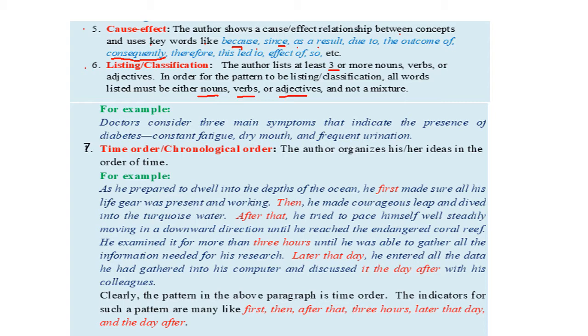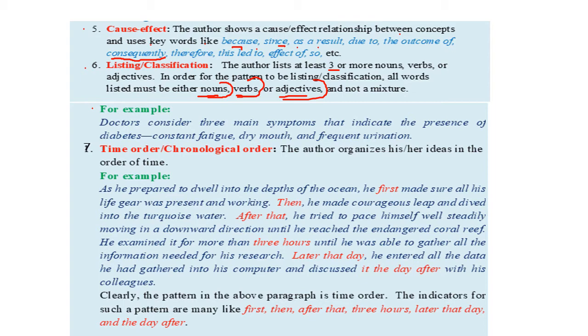You can't say this is a pattern of classification or listing when you have one noun, one verb, and one adjective. No, they all have to be either nouns or verbs or adjectives in order for it to be classification or listing. This example will illustrate my idea.